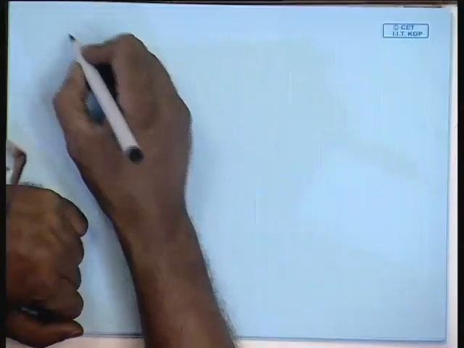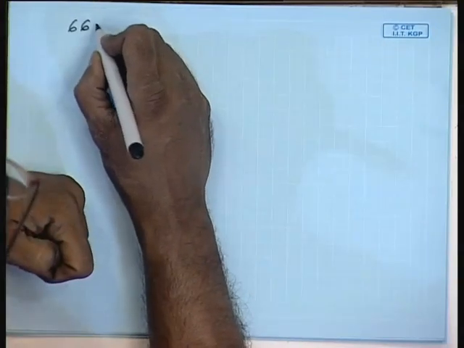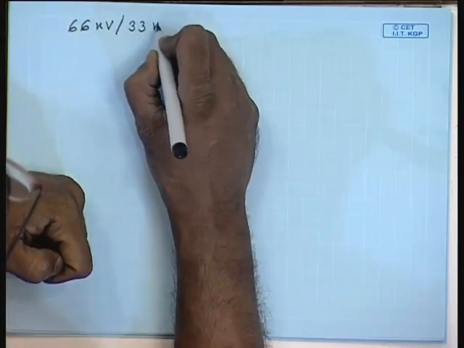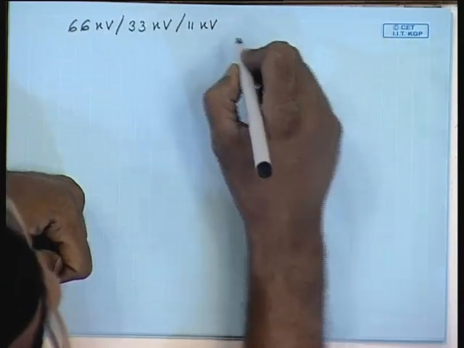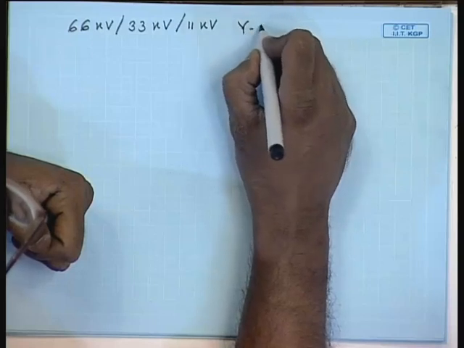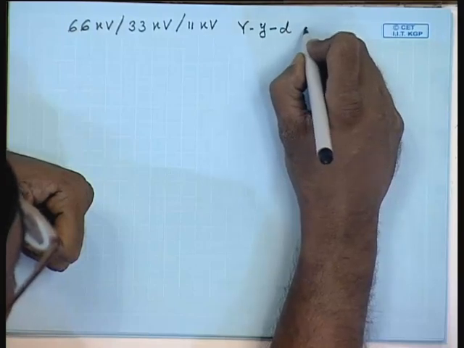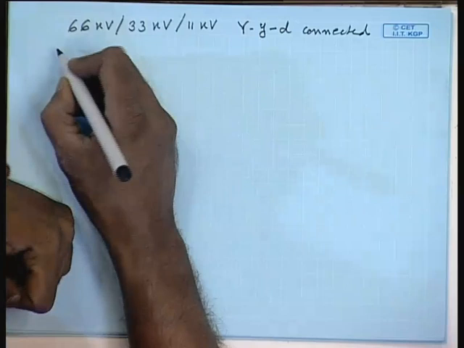Let us say we have a 66 kV by 33 kV by 11 kV Y delta connected 3 winding transformer.